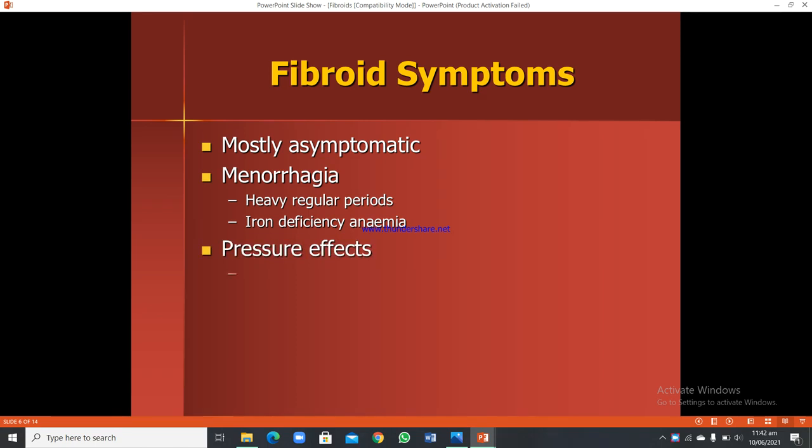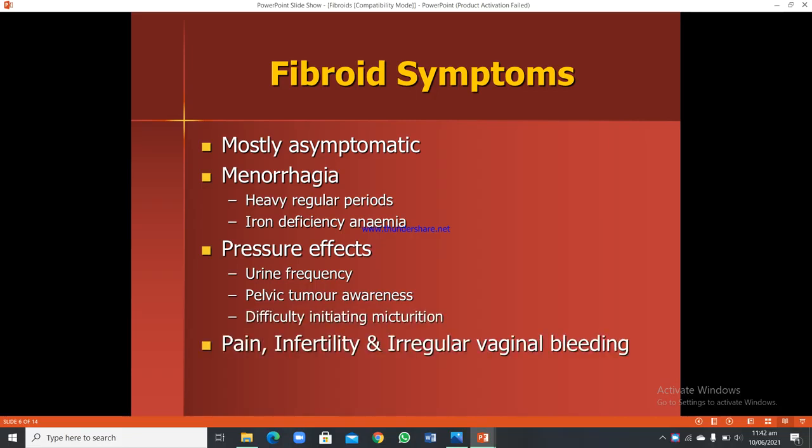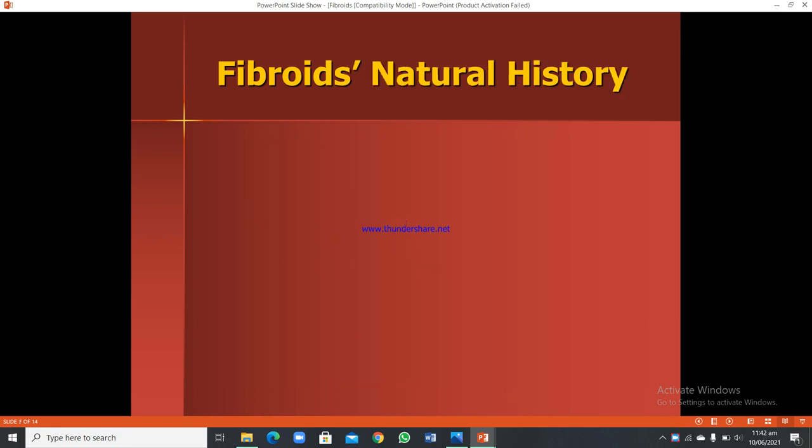Pressure effects, that is urine frequency. Fibroid causes pressure on the urinary bladder, so the patient has the urge to go to the bathroom again and again. Pelvic tumor awareness, that is the patient feels some pressure. Difficulty initiating micturition sometimes. Pain, infertility, and irregular vaginal bleeding may be due to other pathology.